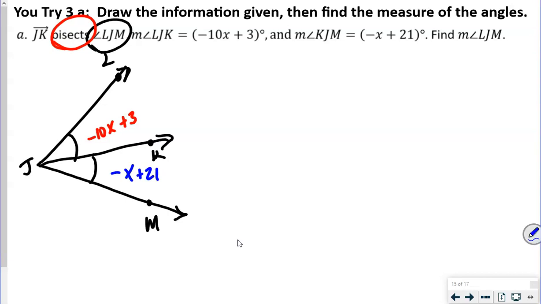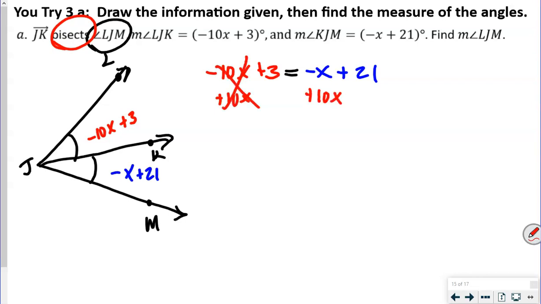Now this time we're going to have to set up a little different, right? We're going to set those two angles equal to each other. So we're going to say negative 10x plus 3 is equal to negative x plus 21. So I'm going to add 10x to both sides because I don't like negative numbers. So that's gone. So I've got my 3 still left here. On the left, 3 is equal to 9x, because that's 10x minus 1.